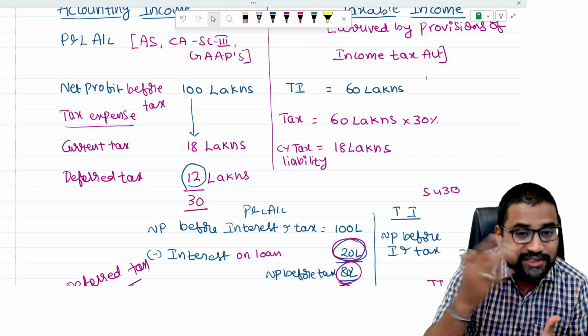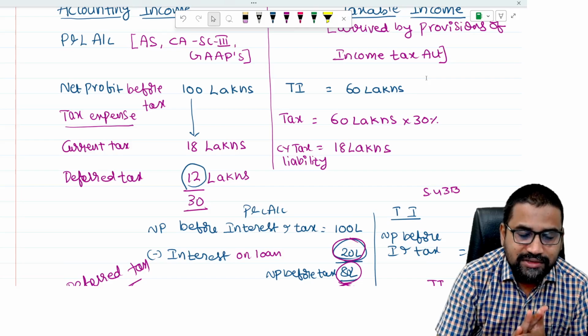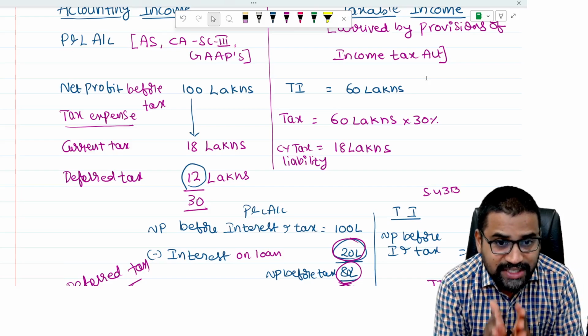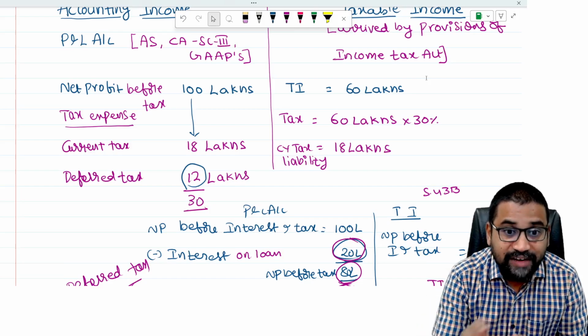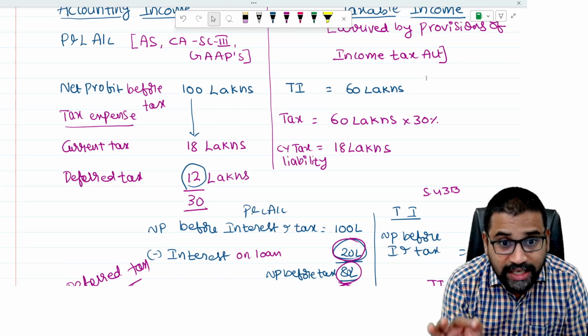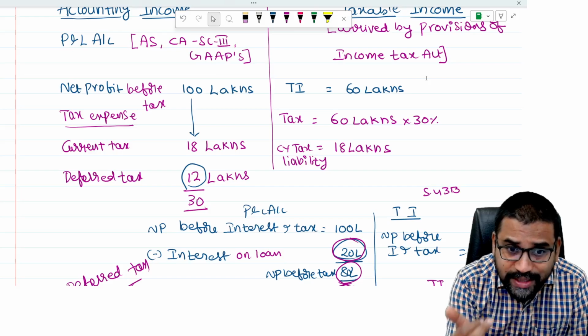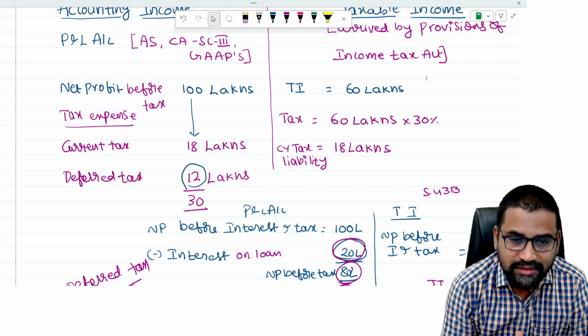Now, the major challenge here is identifying the reason for difference. Is it timing difference or permanent difference? See, when we say the reason is timing difference, it is when the difference arises in the current year, but it is going to reverse in the coming years. That means, see, even Income Tax Act also allows the benefit, but they may defer the benefit.